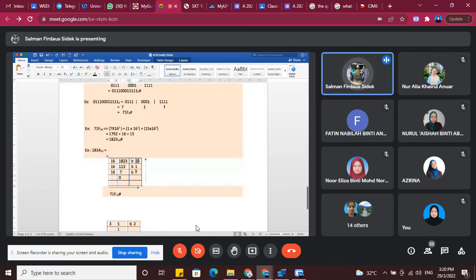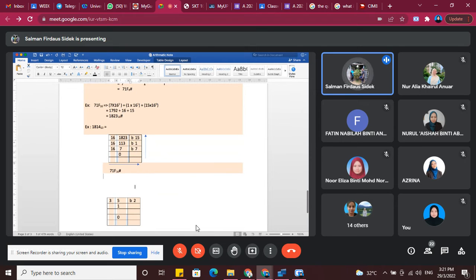Macam mana saya nak explain? Saya harap faham lah. Kata mudahnya, in simple words, all the values here represent digits, not numbers. So this is the digit 7, of course number 7. This is digit 1, of course number 1. But this one is digit F. F is not a number, it is a digit, so F lah. Clear tak? Faham tak?